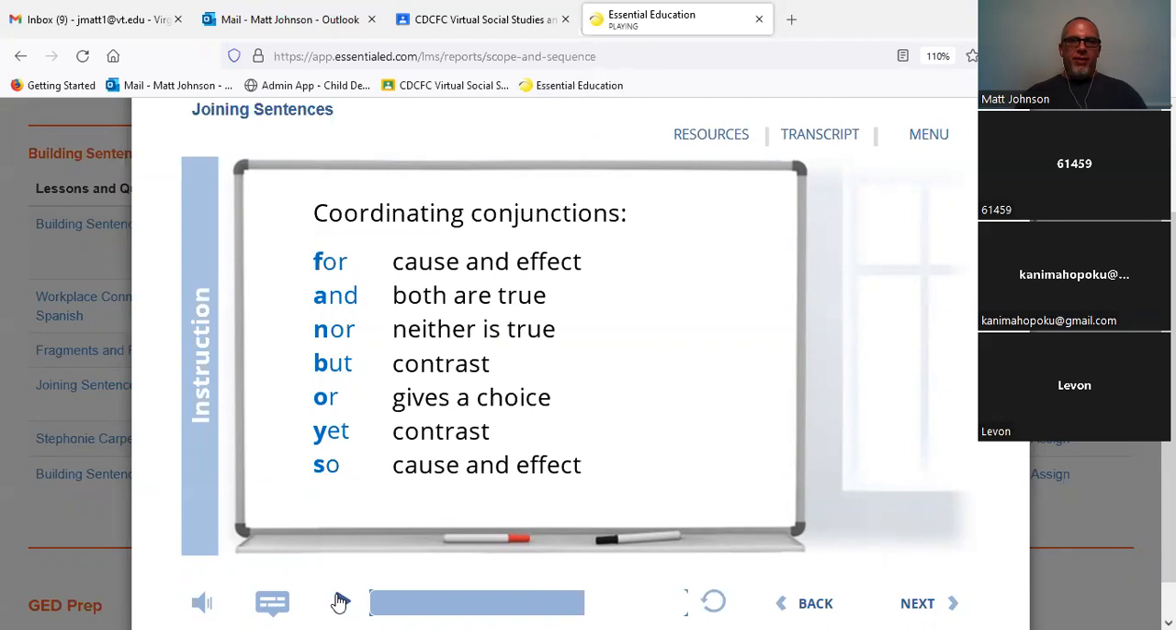Yeah, let's just pause on that for a second, right? So fanboys: for, and, nor, but, or, yet, so. I guess it's an okay way to remember them. And so this is the one tricky thing. This is the one thing. It basically comes down to memory.